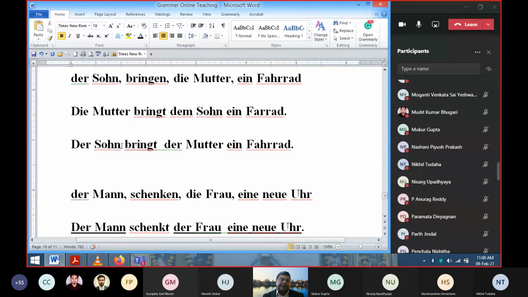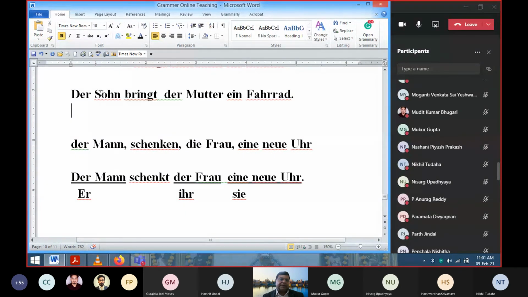Similarly, if you try here, der Sohn bringt der Mutter ein Fahrrad. If I ask you to replace it by appropriate pronouns, so just try. Okay, so what pronoun will you be using for der Sohn? Er. I am asking some other persons also, so tell. Er. Yes. It will remain as it is.